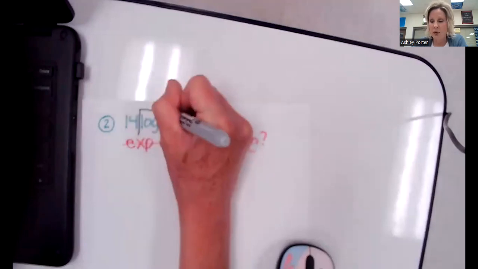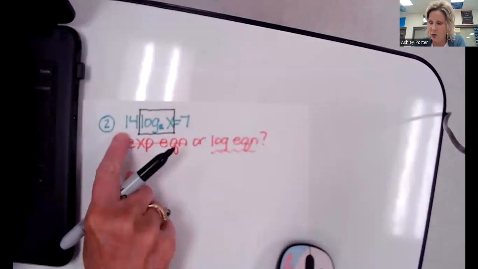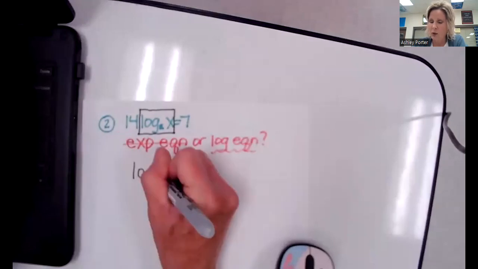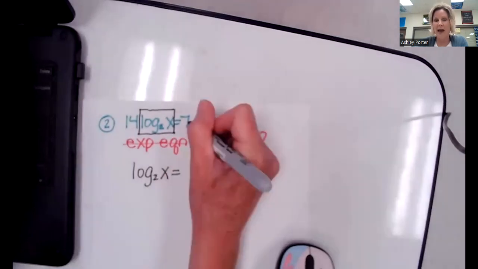So that means I need to divide out that 40. So my first move is log base 2 of x equals 7 divided by the 14, which is a half.